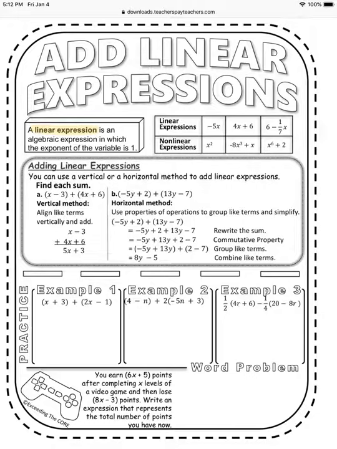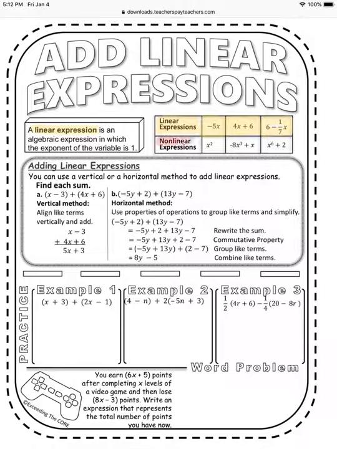So if we look at the table on the right, these are some examples of linear expressions. Negative 5x is a linear expression. Why? Because the x is only raised to the first power. There is no exponent. Same thing with the next one, 4x plus 6. There is no exponent, so the x is raised to the first power. And finally, the last one is a good example of linear expressions.